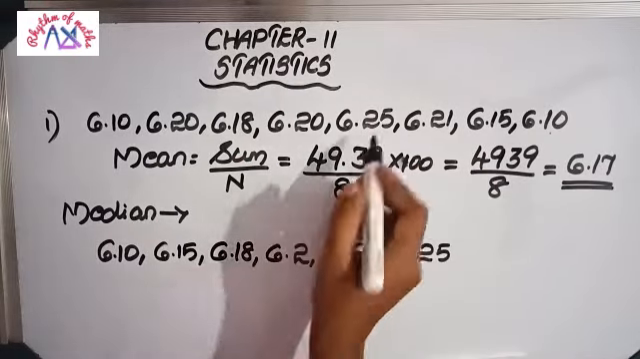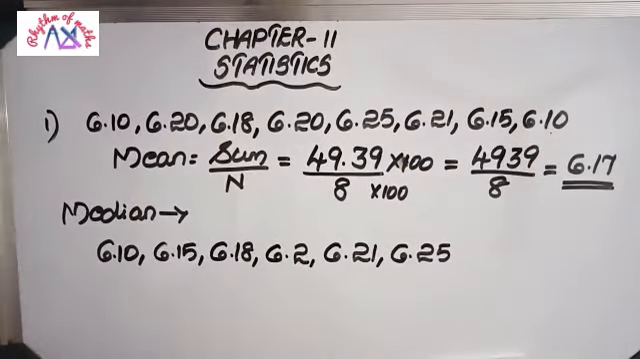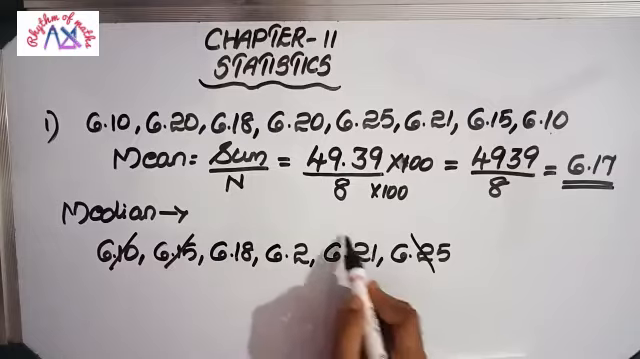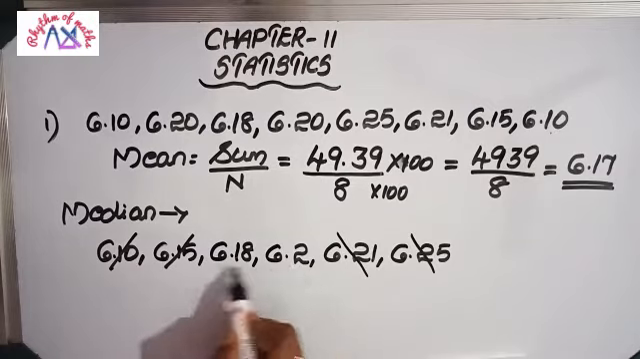6.25. Any other value greater than 6.25? No, only up to 6.25 is there. So this is the ascending order of the given observations. Now we are going to find the median. That means start cutting from both ends. So from here 1, from here 1, here 1, here 1. So the remaining is 2 numbers.